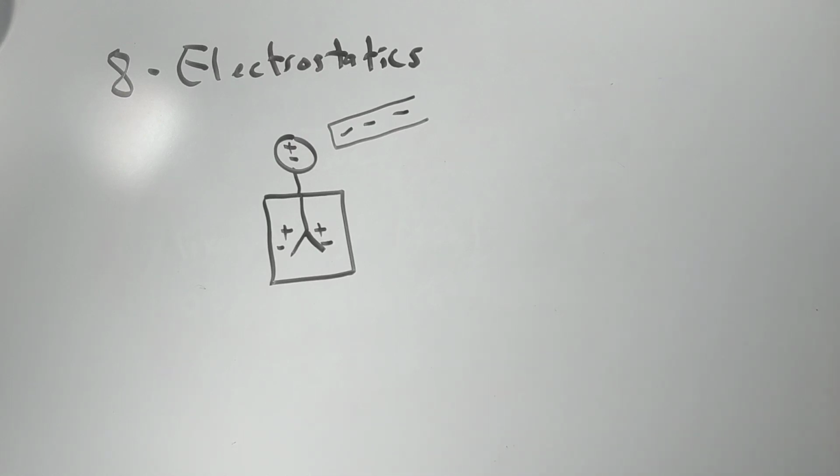So it's not like we're making charges whenever we rub the glass rod with silk or rub the amber rod with fur. We're not actually doing that. What we're doing is just separating the charges, and it's again by those electrons that are moving.